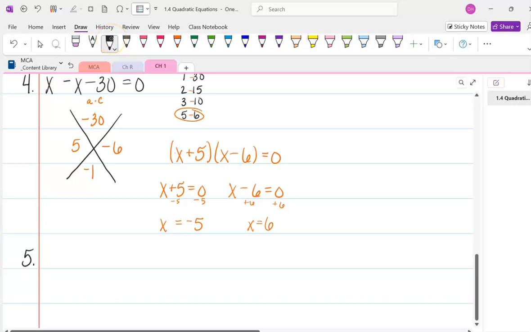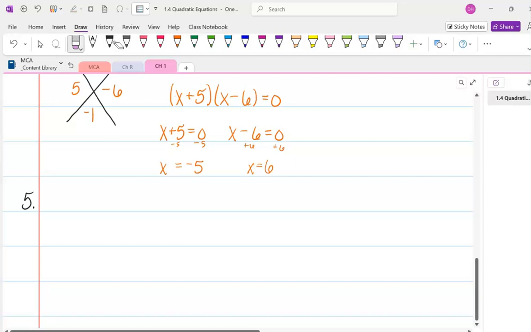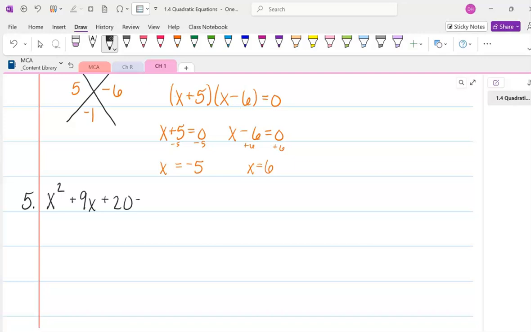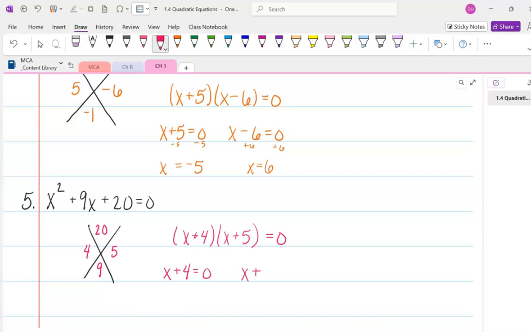Number 5, we'll go ahead and do x squared plus 9x plus 20 equals 0. Make the x. We're going to go ahead and put 20 up top, 9 below. So we should be thinking 4 and 5. So we've got x plus 4, x plus 5. So again, this is two numbers that multiply to 20 and then combine to 9 equals 0. So we're going to take x plus 4 equals 0, then x plus 5 equals 0. So we have our final answer, x equals negative 4, and then x equals negative 5.